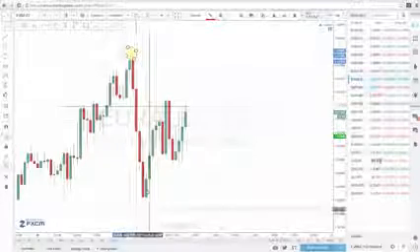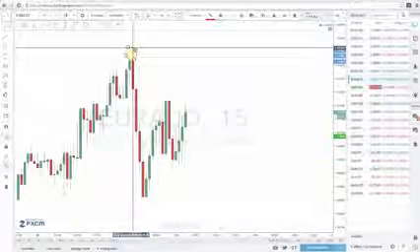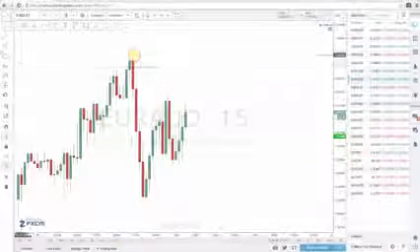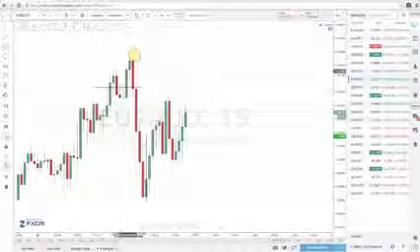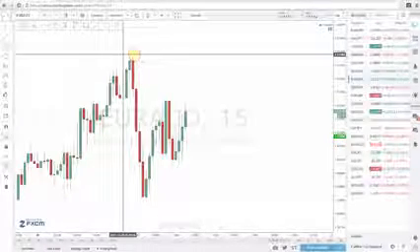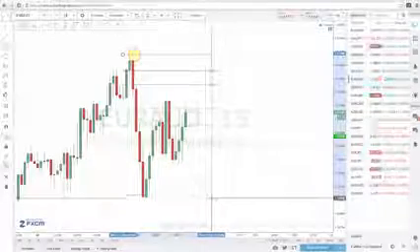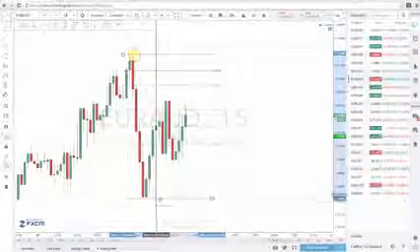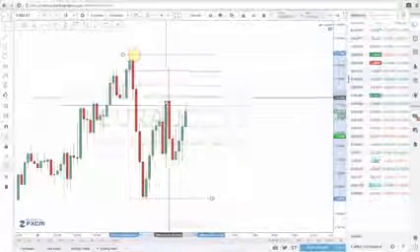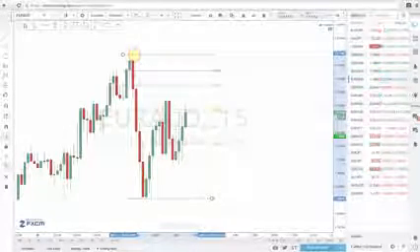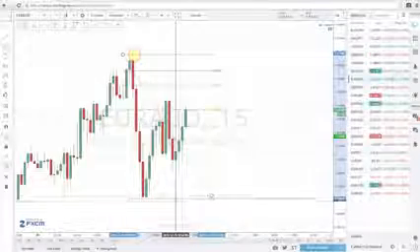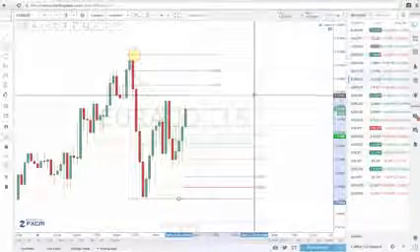This long red impulse leg is going to be the start of our pattern. So what we do is take a Fibonacci retracement from our X down to A, which would be right down here, and we look for a 618 retracement that we have right here, and then we take another Fibonacci retracement from A up to B, and we look for a 618 retracement of that move.